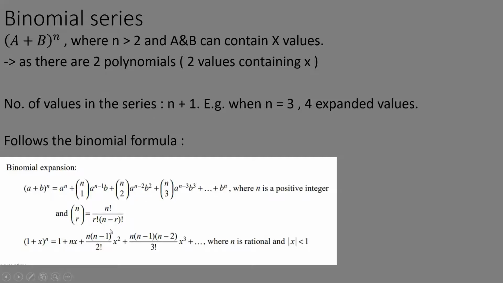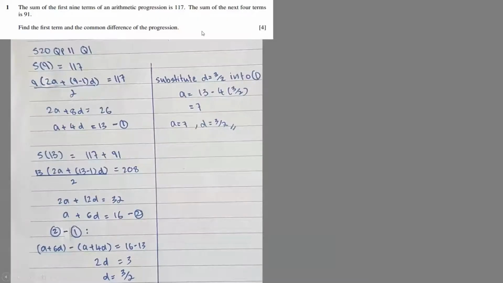This is quite special. You might be asked to represent your answers in terms of n, and this would be useful when expanding 5 choose 1 or n choose 1. You can use this formula. So let's start with some questions.